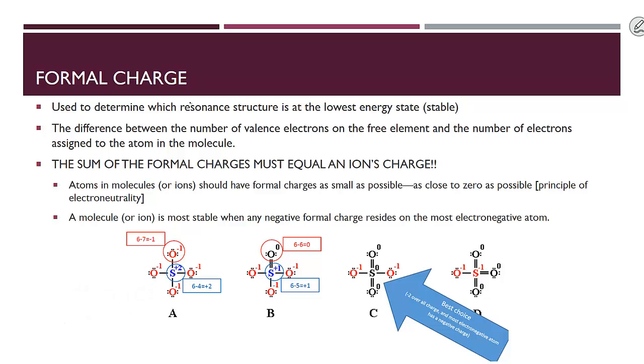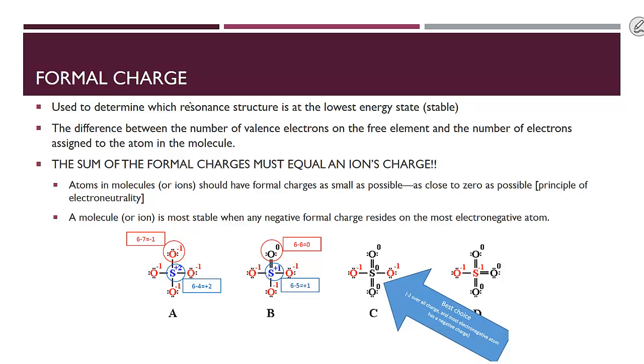Each bond represents one electron owned by that atom, because the other would be owned by the other atom in that bond. So for example, this oxygen here in sulfate, oxygen in column 16 has 6 valence electrons, and there are 2, 4, 6, 7 electrons owned by that oxygen. The formal charge of oxygen in this example of sulfate is -1.